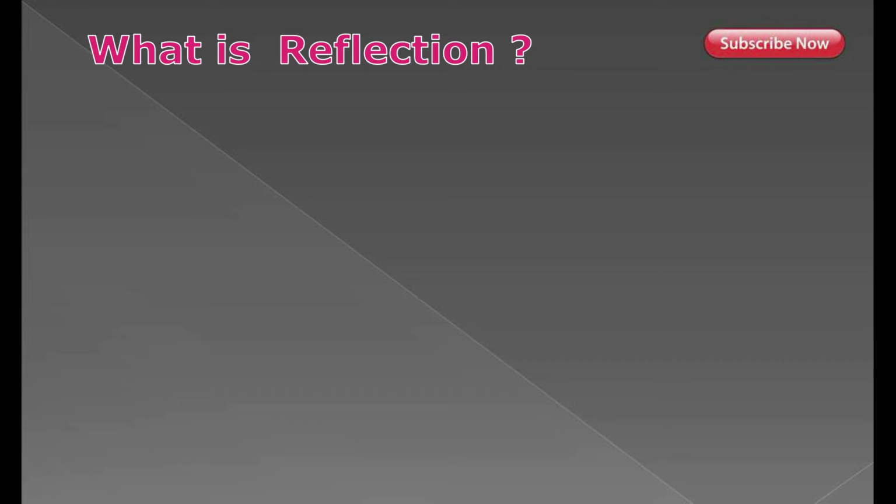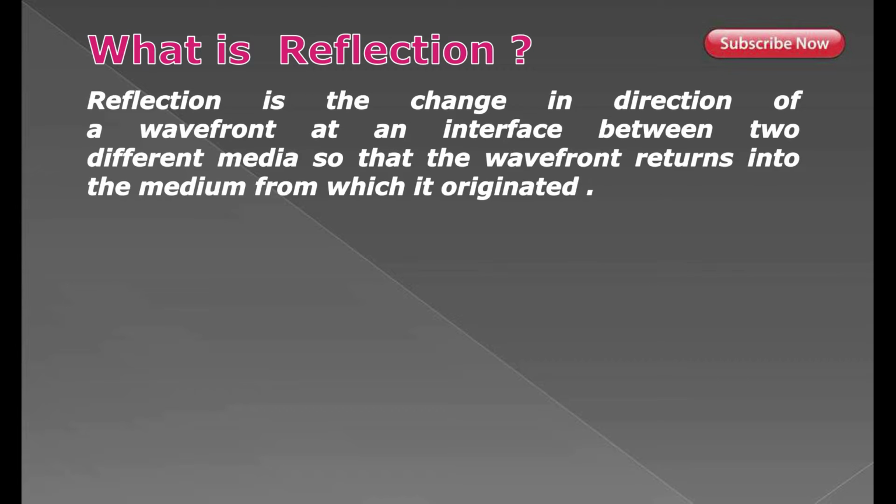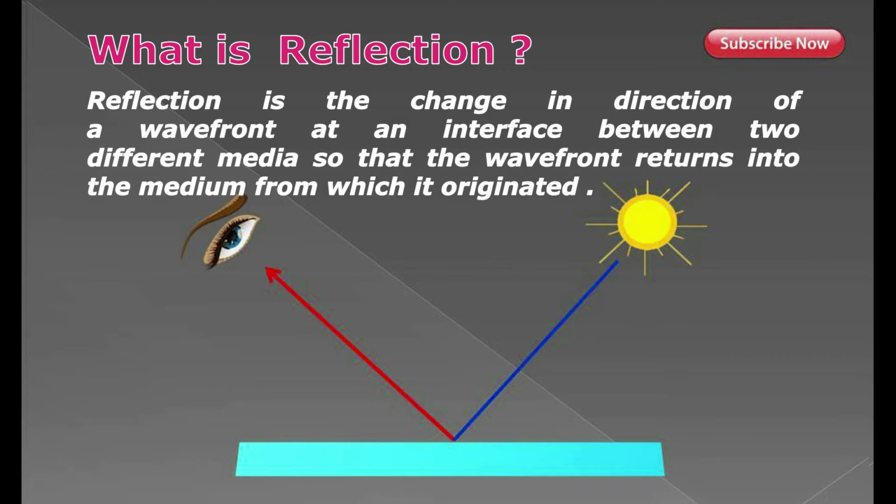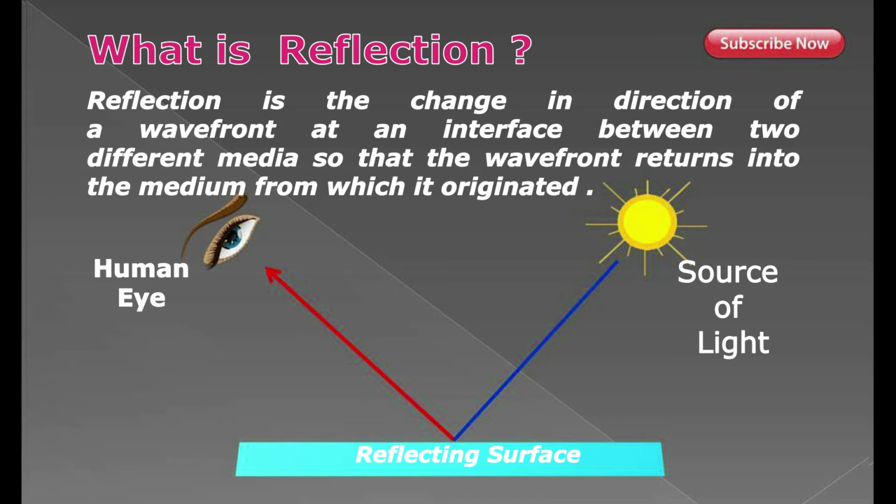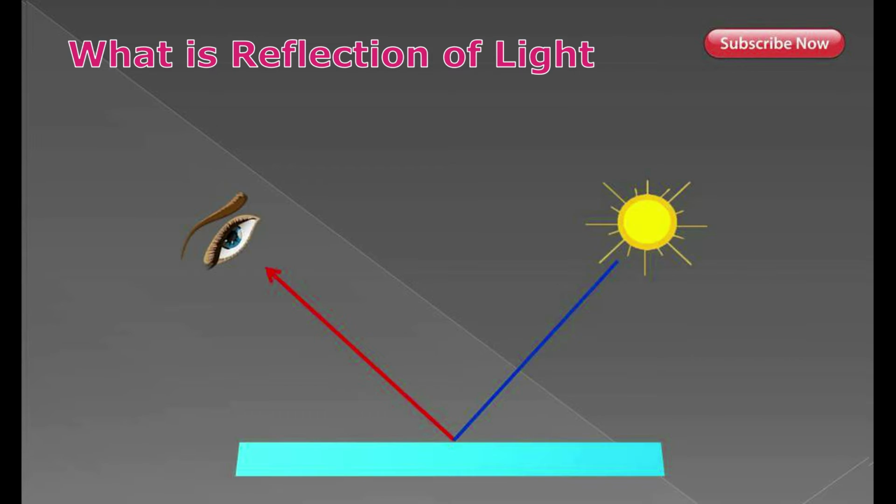Now, let's discuss what is reflection. Reflection is the change in direction of a wavefront at an interface between two different media, so that the wavefront returns into the medium from which it originated. As you can see in the picture, the sun is the source of light. The light rays coming from the sun are reflected by a reflecting surface and then they go to the human eye. Now we will discuss what is reflection of light.